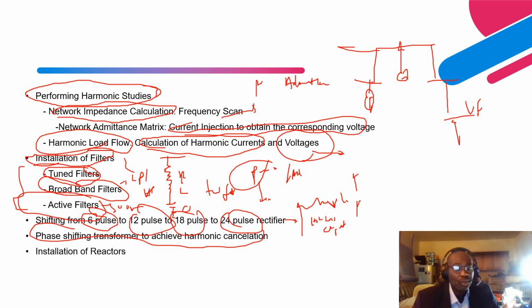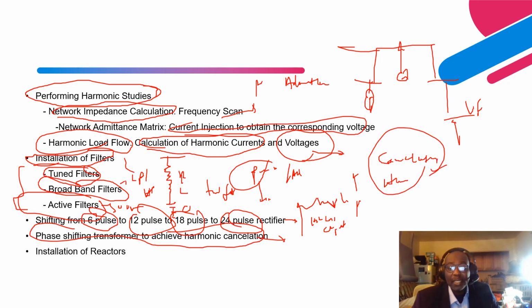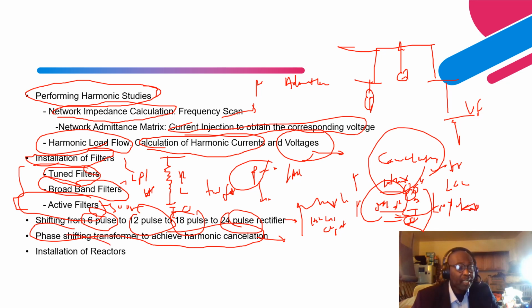Next is phase shifting transformers. That itself leads to cancellation of harmonics. They utilize that even in HVDC line commutated converters, where you have transformers that are wound Y-Y, and the other one is wound Y-delta, so you're able to achieve a cancellation of the fifth and the seventh harmonics. That itself helps you to reduce the size of the filter and cost as well. Next is installation of reactors. The reactor is able to smooth out and remove all those ripples.